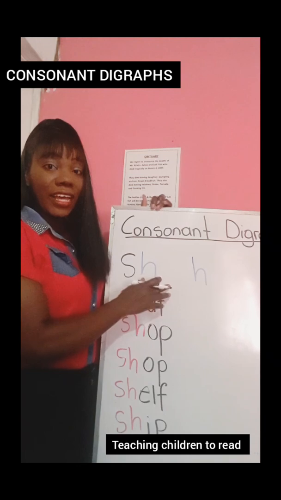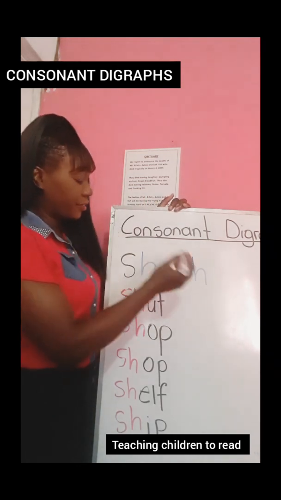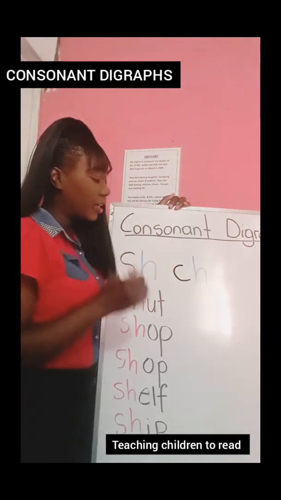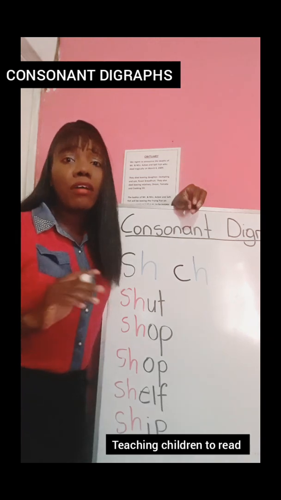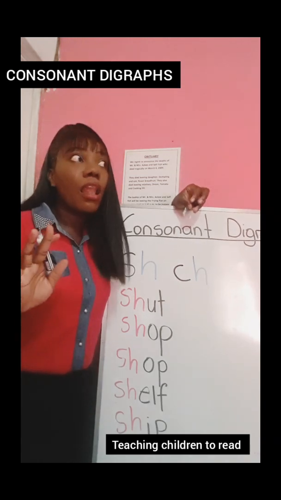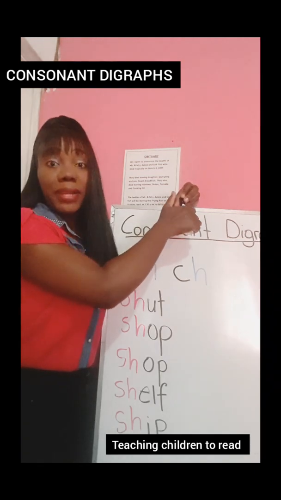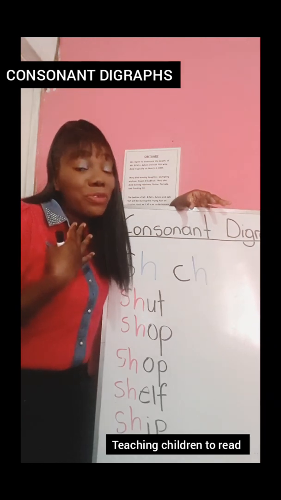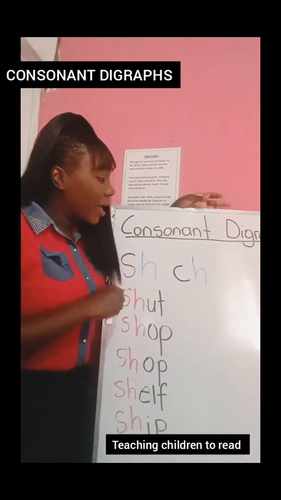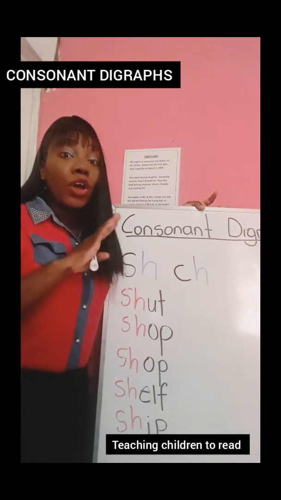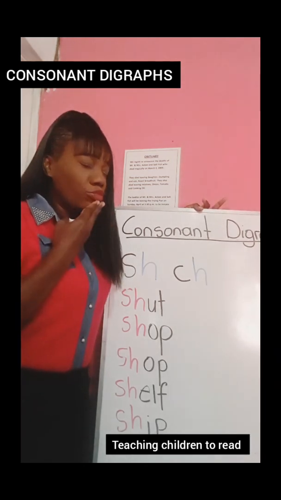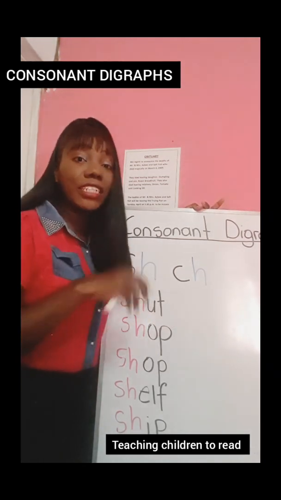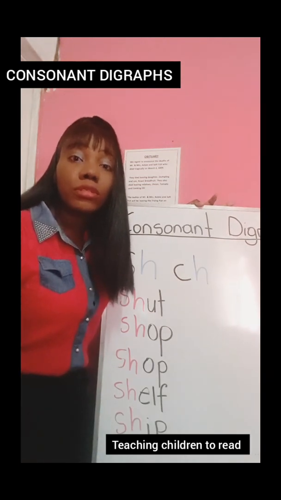Now, Mr. H has another friend. Now, this friend is Miss C. Now, C and H love to play in the rain. They love playing, and because they played so much in the rain, they caught a cold. Yeah, when you play in the rain, you catch a cold. And because of that, the only sound that they make is choo, choo, choo. So the sound for C and H is choo.